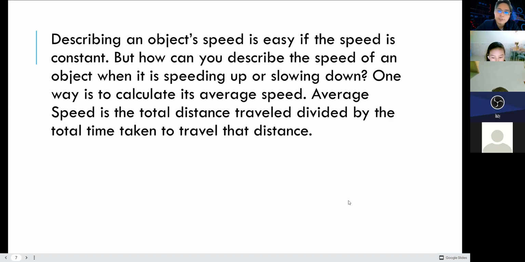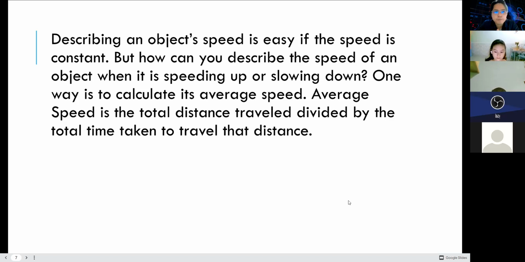For example, your distance is around 30 kilometers. You're actually traveling around 30 kilometers, and it takes you about 1.5 hours to complete the 30 kilometer run. So you need to divide the distance traveled by the time. So that is one way to calculate the average speed.